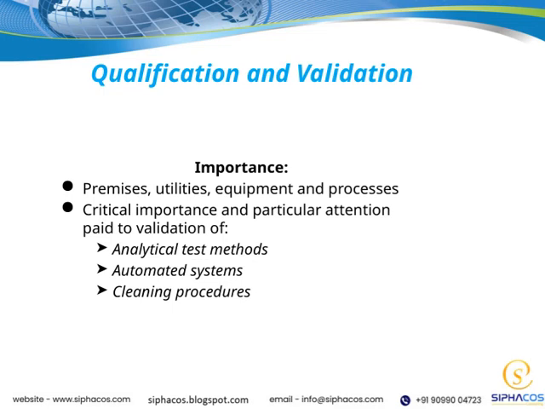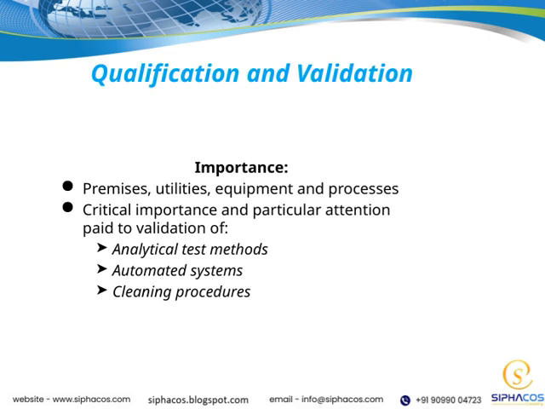Let's talk about the importance of premises, utilities, equipment, and processes in our validation efforts. These elements are fundamental because they form the foundation of our manufacturing environment and directly impact product quality. Because of their critical role, we pay particular attention to validating each component thoroughly. Specifically, we focus on analytical test methods, which are essential for ensuring our products meet quality standards.